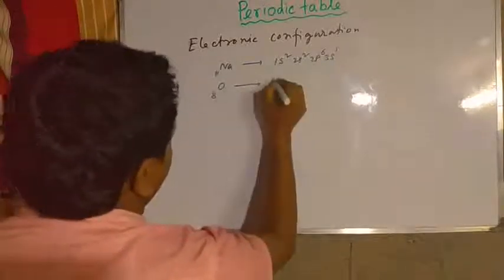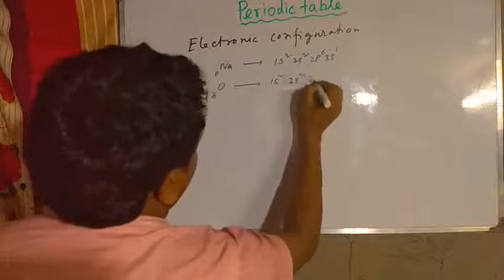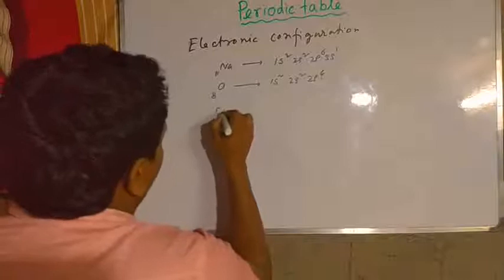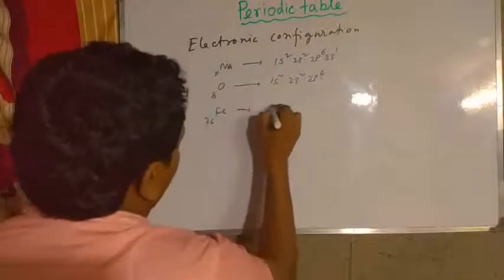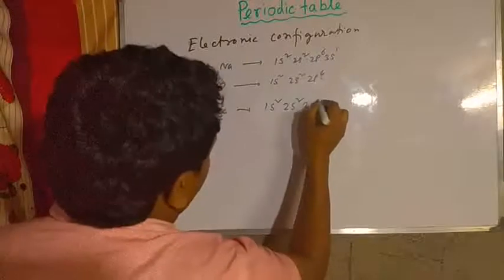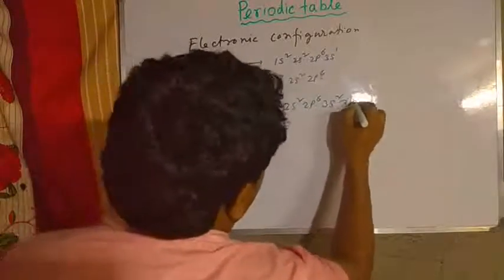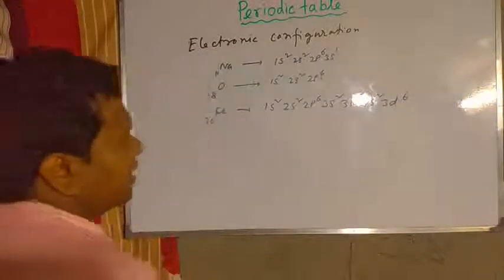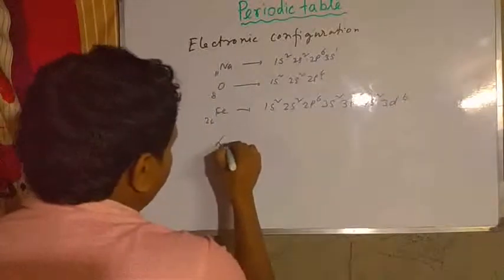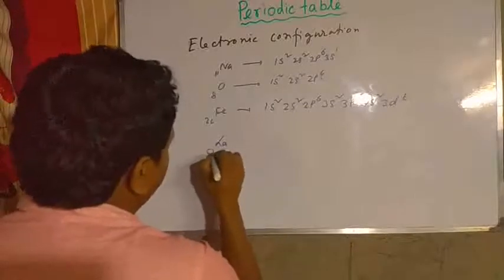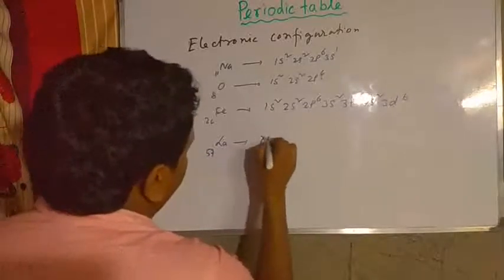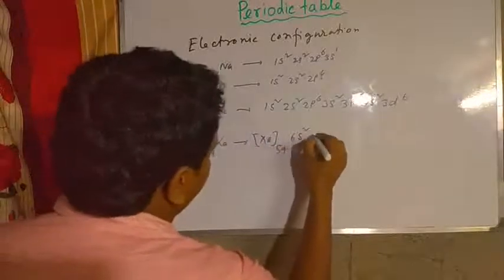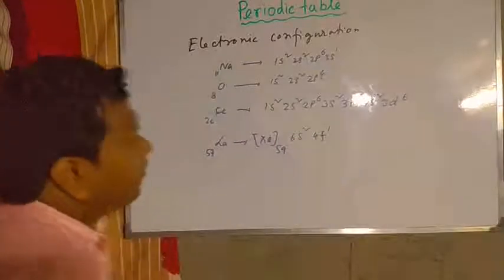Oxygen, 8: 1s2, 2s2, 2p4. Iron, 26: 1s2, 2s2, 2p6, 3s2, 3p6, 4s2 and 3d6. And next, lanthanide, 57: xenon 54, next 6s2 and 4f1.